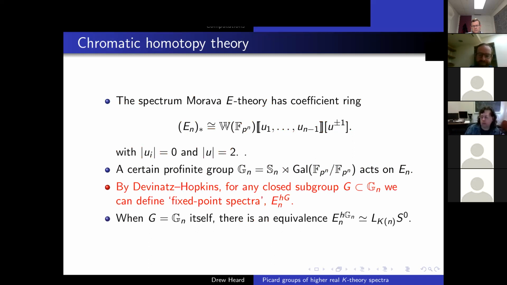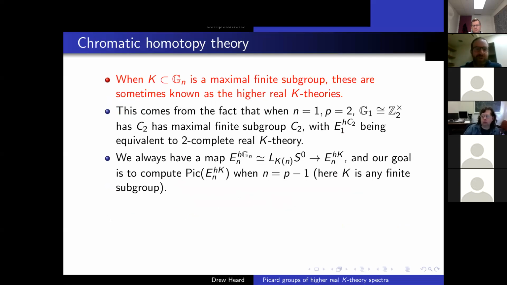The connection to what I was talking about before with the K_n-local homotopy is that G_n is the Morava stabilizer group. If you form the homotopy fixed points with respect to the group itself, you just get the K_n-localization of the sphere spectrum out. So that's a super quick introduction to chromatic homotopy theory.